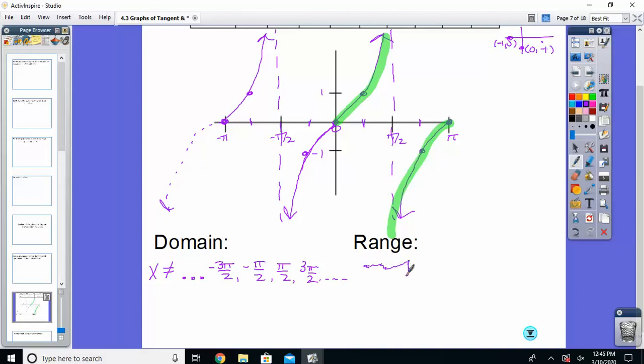My range, if I'm talking about my possible y values, that curve keeps going up and down forever, so what is my range? Negative and positive.